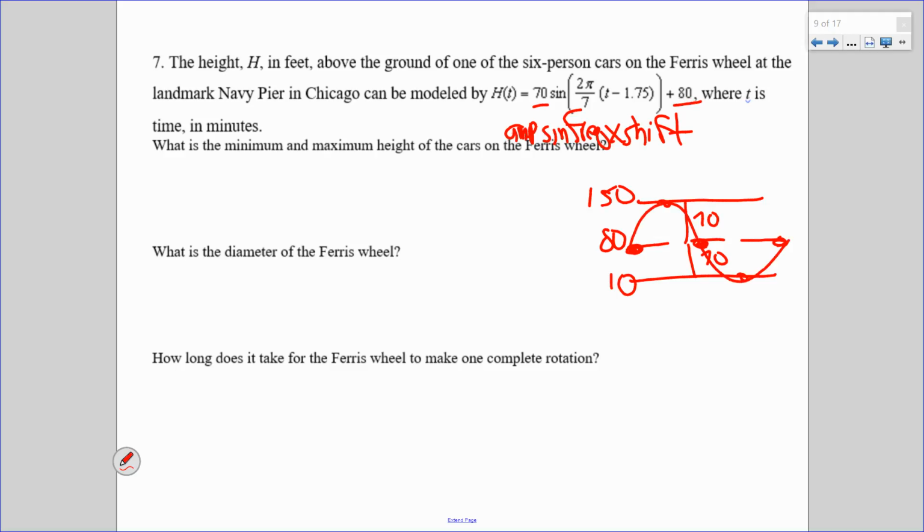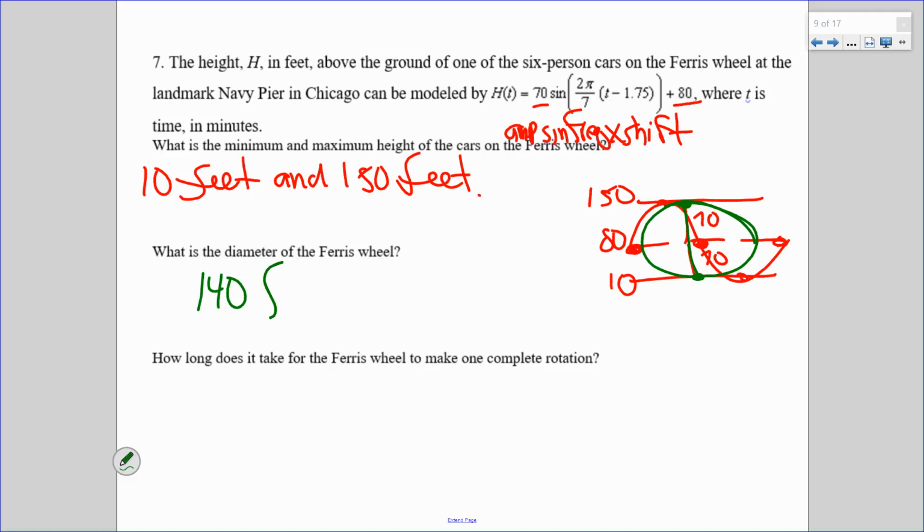Here's my little picture. What is the minimum and maximum height of the cars in the Ferris wheel? Well, my min is 10 feet and 150. What is the diameter of the Ferris wheel? Well, the Ferris wheel is going like this. If its lowest point is 10 and its highest point is 150, the distance from 10 to 150 is 140 feet. If it's a Ferris wheel, the diameter is the distance from the minimum to the maximum.